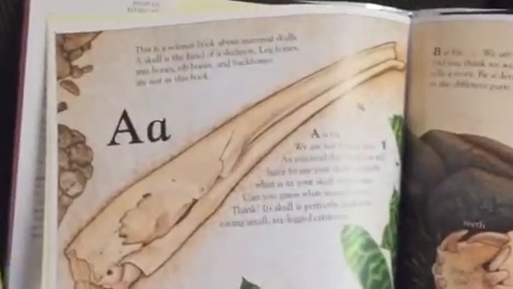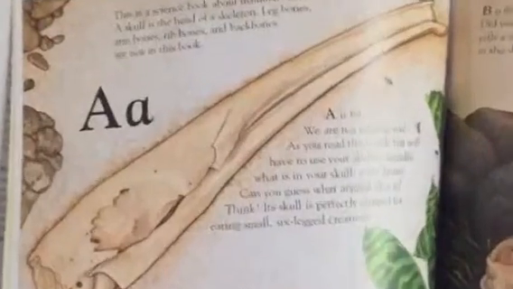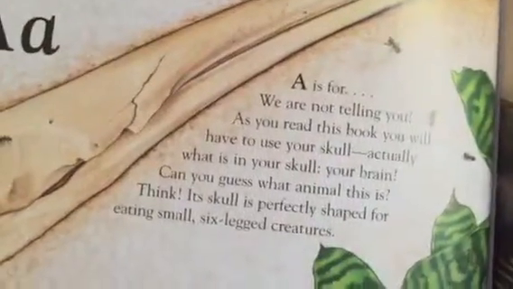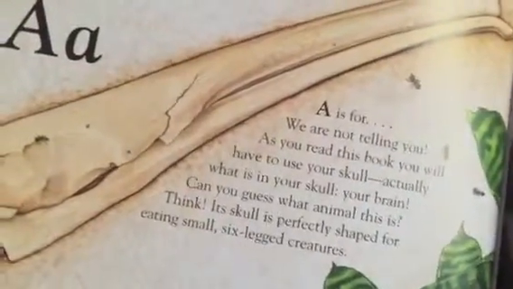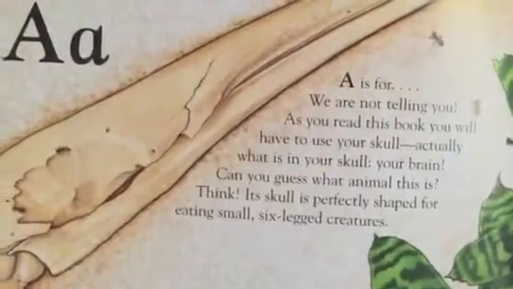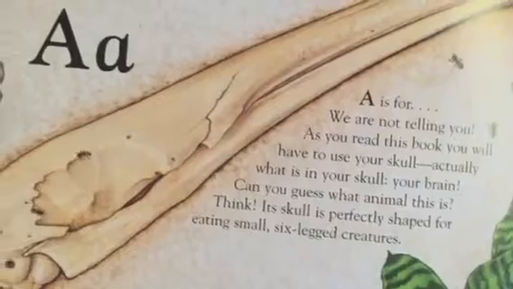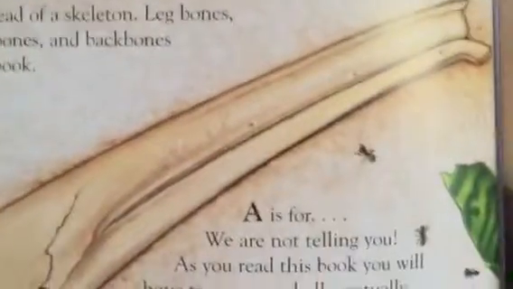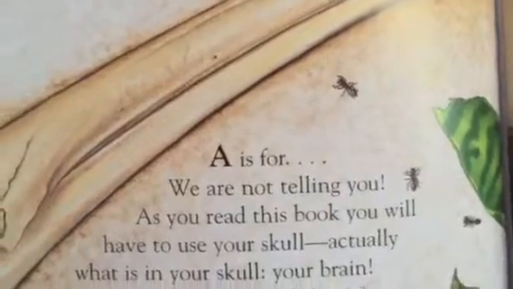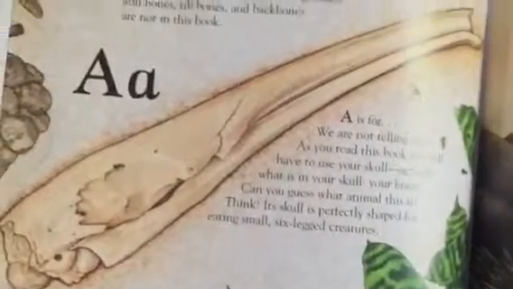There's a really fabulous one that's called The Skull Alphabet Book. As you read through it, the kids have to, based on the clues, decide what kind of skull that is. So for instance, A says, A is for... We're not telling you. As you read this book, you will have to use your skull, actually what is in your skull, your brain. Can you guess what animal this is? Think. It's perfectly shaped for eating small, 6-legged creatures. And then if you pay attention, there's some small 6-legged creatures. And hopefully that'll get the kids thinking at the end, well, it's got to be an insectivore.